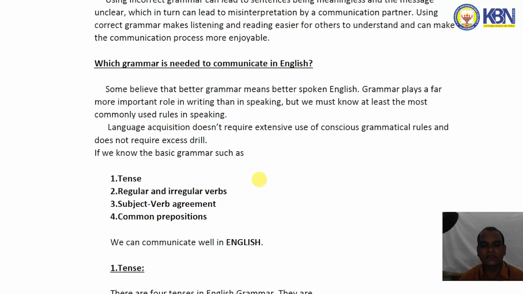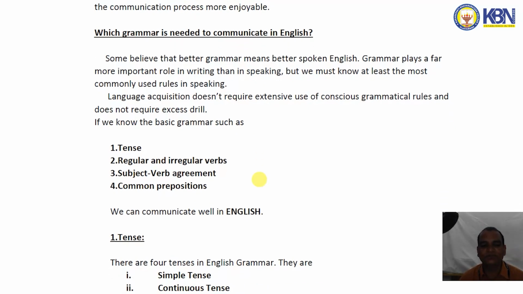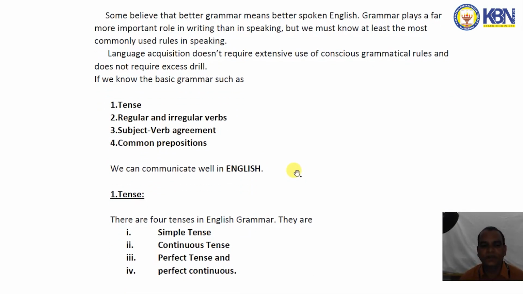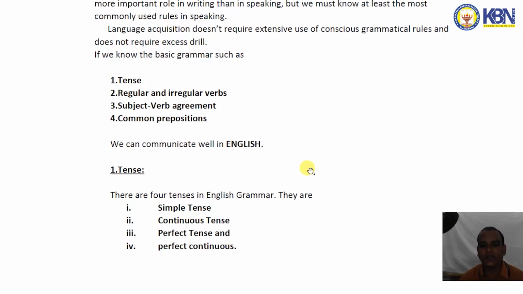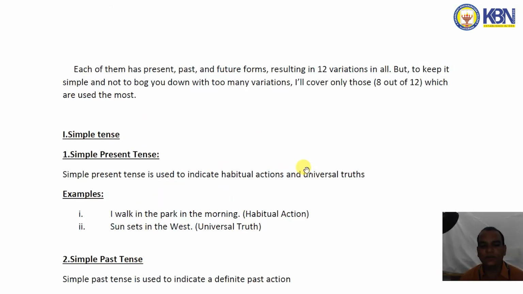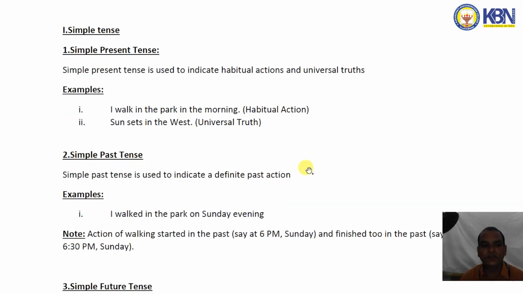Then let us see what tenses are. We can communicate well in English. Tense. Here the first topic is tense. There are 4 tenses in English grammar. What are they? Number 1, simple tense. Number 2, continuous tense. Number 3, perfect tense. And number 4, perfect continuous tense.